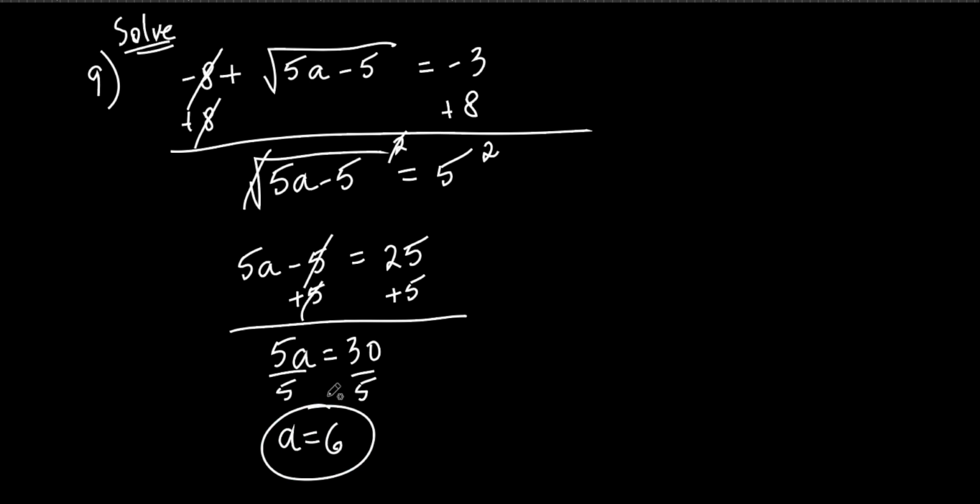You could also check it. Let's do it real quick, in our head. 5 times 6 is 30. 30 minus 5 is 25. What's the square root of 25? 5. What's -8 plus 5? -3. Does it work? Guys, you should be able to do -8 plus 5 in your head. It's not tricky. It's 8 minus 5. 8 minus 5, that's tricky? Come on.